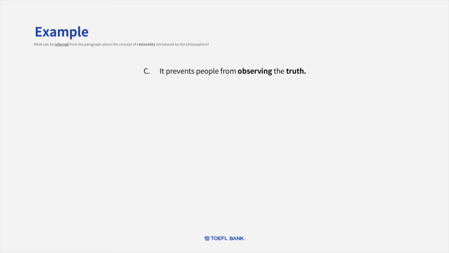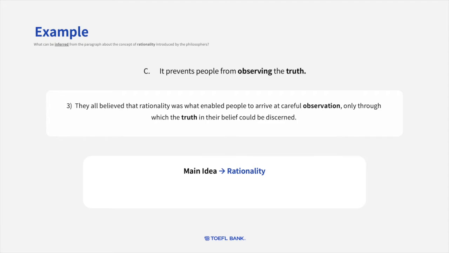C is, it prevents people from observing the truth. The main idea of the entire paragraph was rationality, and the passage reads, they all believed that rationality was what enabled people to arrive at careful observation, only through which the truth in their belief could be discerned. If you knew what the passage was about, you would have been able to tell that C is an incorrect answer choice. Rationality obviously does not prevent people from observing the truth. C is an incorrect answer choice.